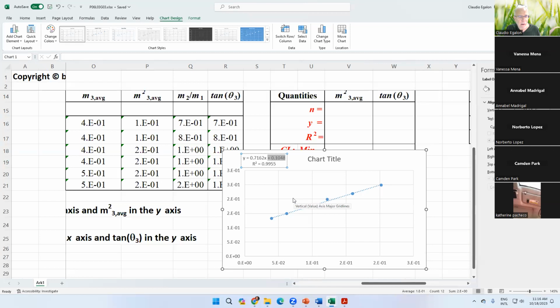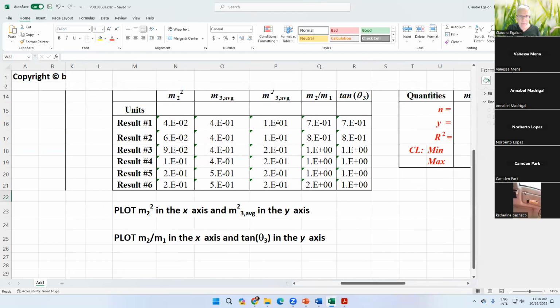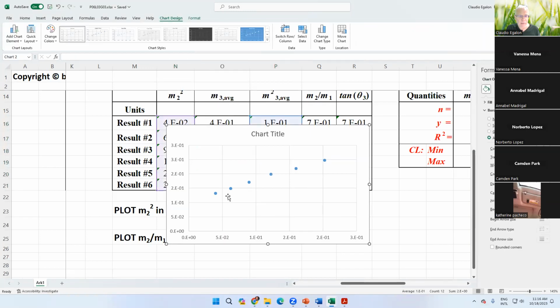Wait, is it? Let me see. Yeah, that's kind of strange. Can you show me how to plot the graph one more time? Okay, you're group number 3, right? Yeah. Okay, group number 3, here you go. M3 average square, M2 square. Mm-hmm. Okay, that's really good. Insert chart. Uh-huh. Okay, is that what you're getting?